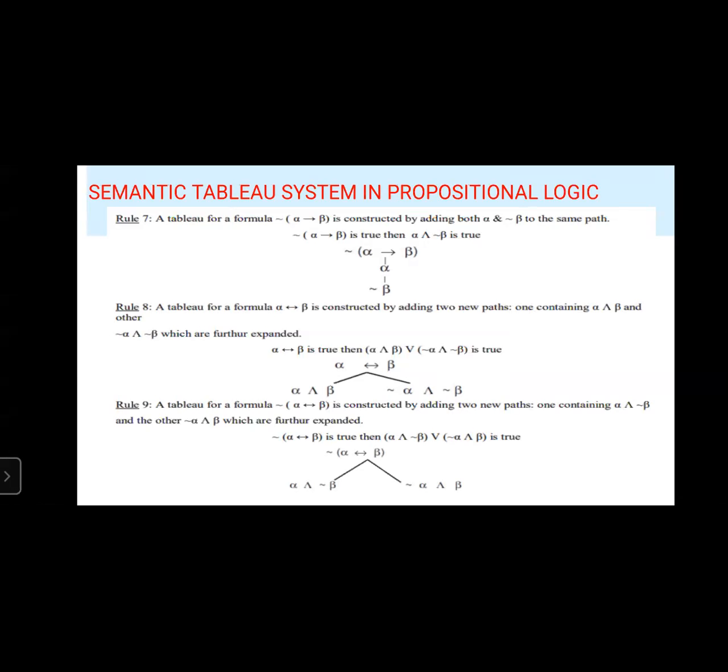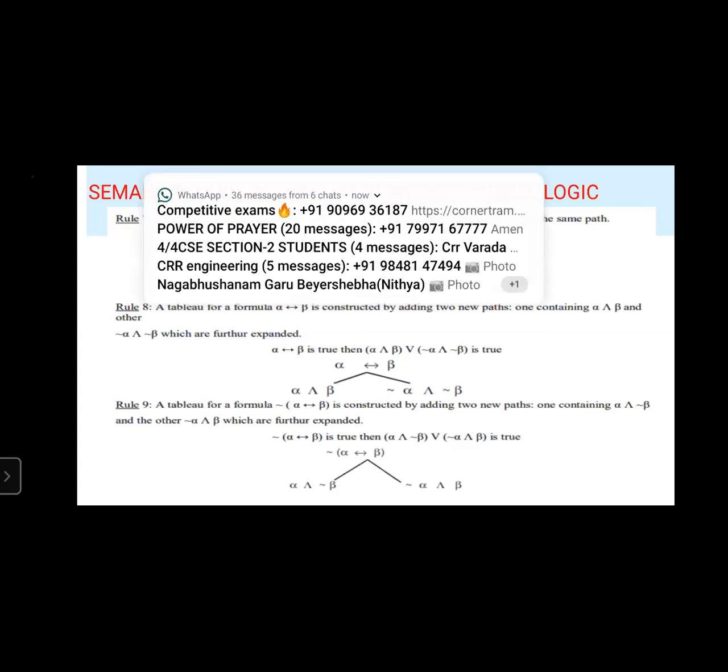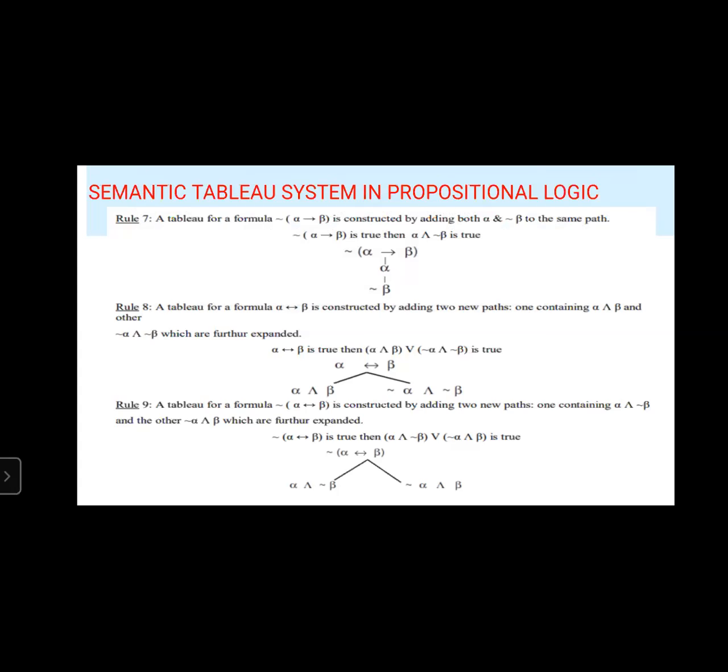Next, rule number 8: a tableau for a formula alpha is equivalent to beta is constructed by adding two new paths, one containing alpha and beta and another containing negation alpha and negation beta, which are further expanded. So I need to write like this: alpha equivalent to beta is true, then alpha and beta or negation alpha and negation beta is true. I can write like this, right? Alpha double implies beta, alpha and beta, negation alpha and negation beta.